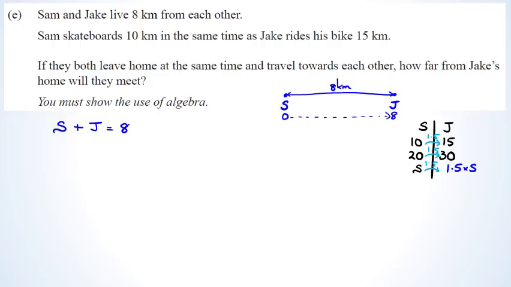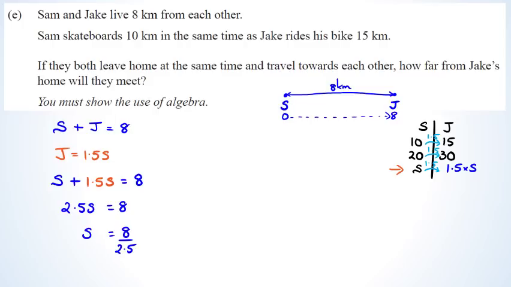And so that becomes my second equation, where J equals 1.5S. Now that I have these two equations, I can actually combine them together. So I've got S plus J, but because J is equal to 1.5S, I'm just going to substitute it in, equals 8. So what I end up with, 1.5S plus S is going to be 2.5S equals 8. So S is equal to 8 divided by 2.5.